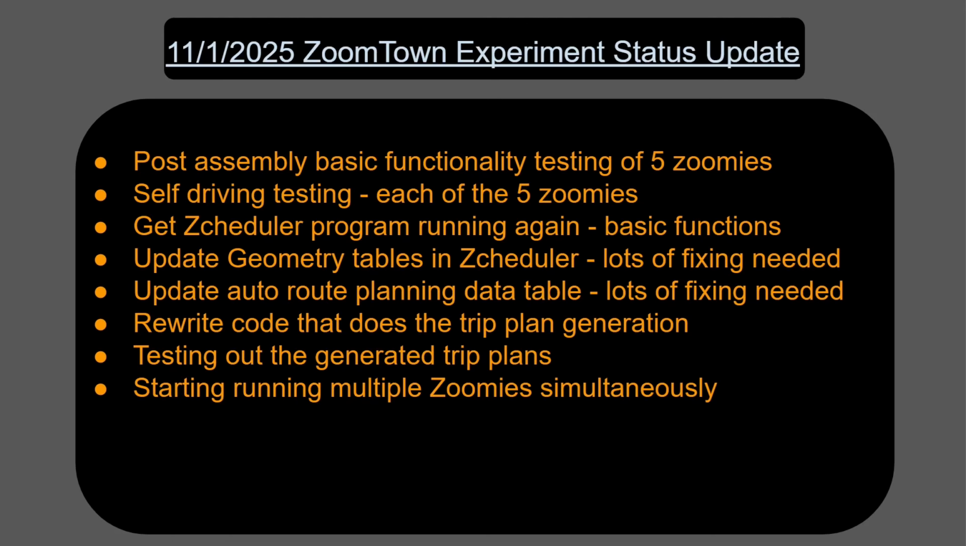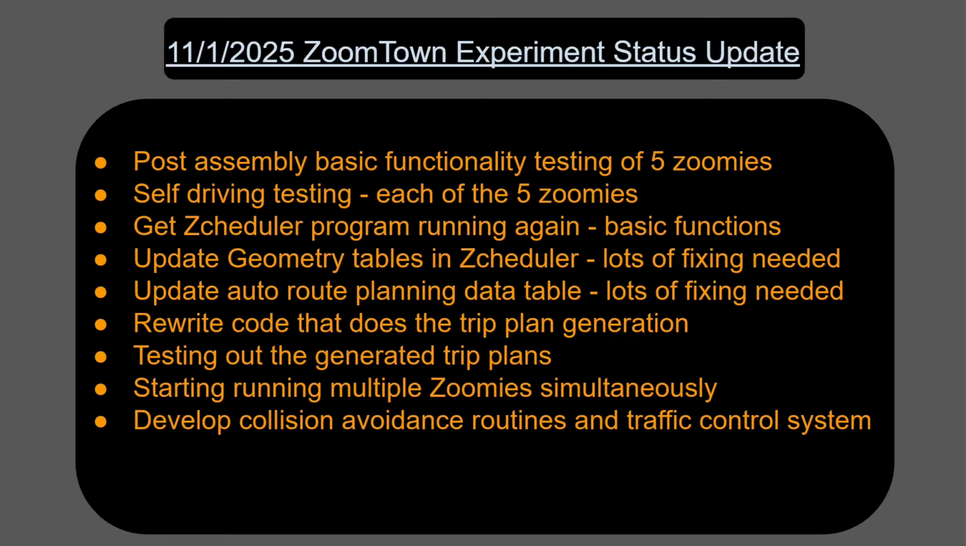Once we get through that, it gets real fun, because now we're going to start running multiple Zoomies simultaneously. And that'll probably be manually triggered, primarily by me operating the software, sending out a Zoomie here, and then waiting a little while and triggering another Zoomie to go, to see how they interact, which will then help me to develop two critical portions of this that have only been touched on in early testing, but never fully developed. And that'll be development of collision avoidance routines and traffic control systems.